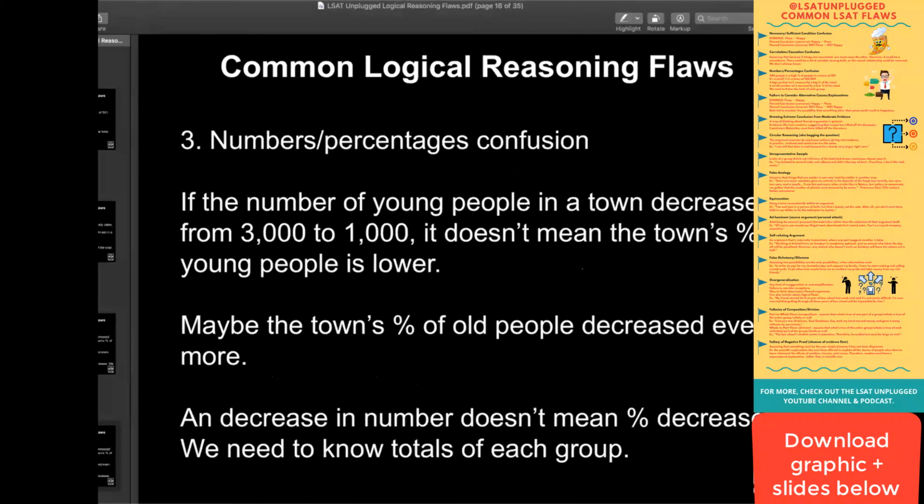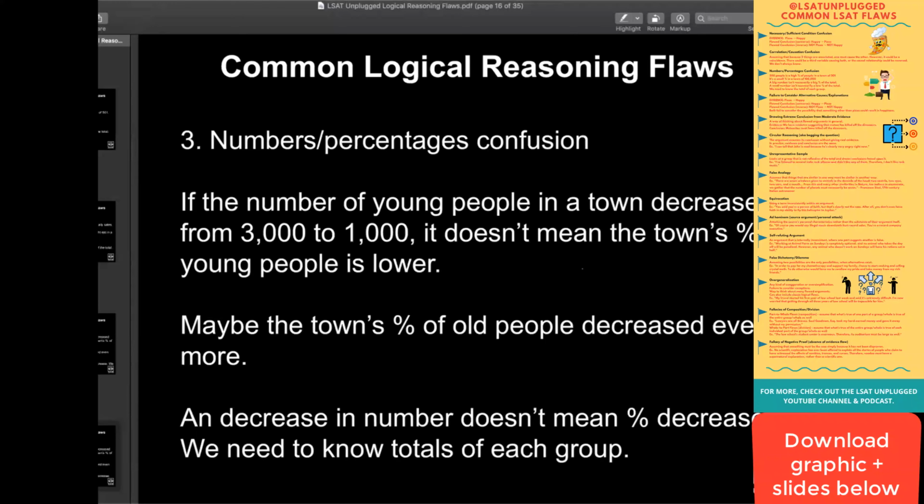And then same goes for decreases. The flip side of that, if we have the number of young people decreasing, it doesn't mean that they lost percentage overall. Maybe even if they decrease from 3,000 people to 1,000 people, they could actually become the majority of residents in the town. It all depends on what happens with the older people, that population, that demographic. If their population decreased even more, then the 1,000 people could actually be the majority, entirely possible. So again, we need to know the totals. We need to know all of the context.